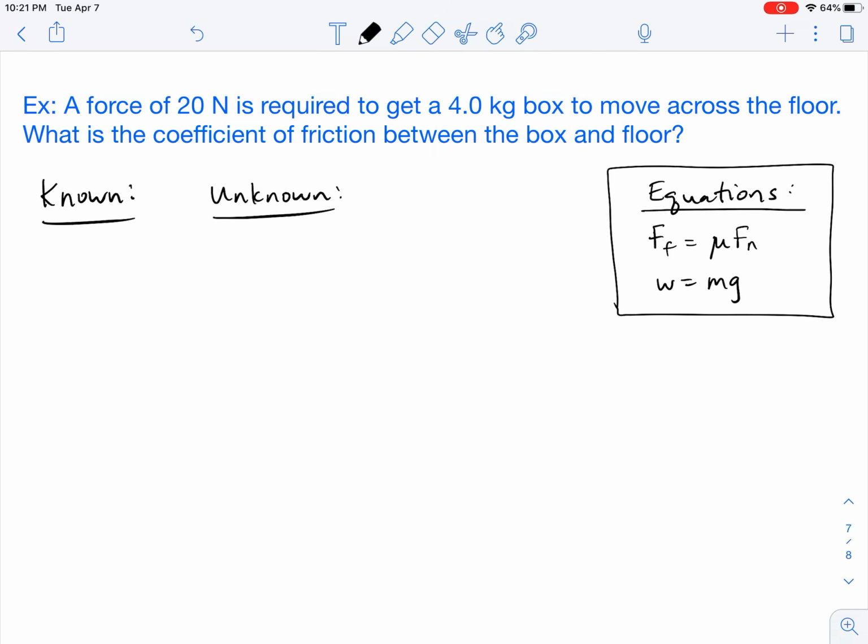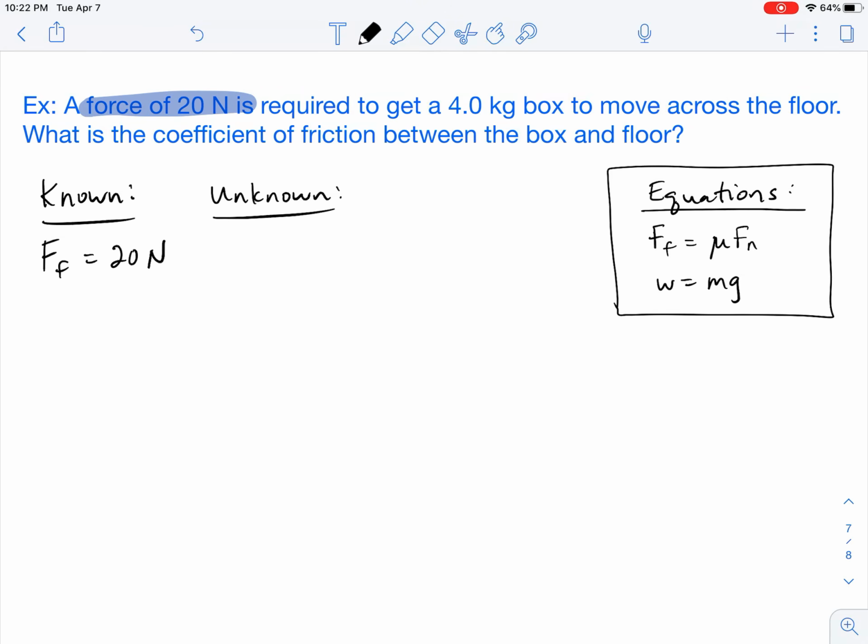So as always, I always recommend starting with listing your knowns and your unknowns. One of the things that we see right off the bat is we have a force of 20 newtons is required to get a box to move across the floor. So what this tells me is that is the friction force that is being overcome. So in our known values, that would be our friction force, 20 newtons.